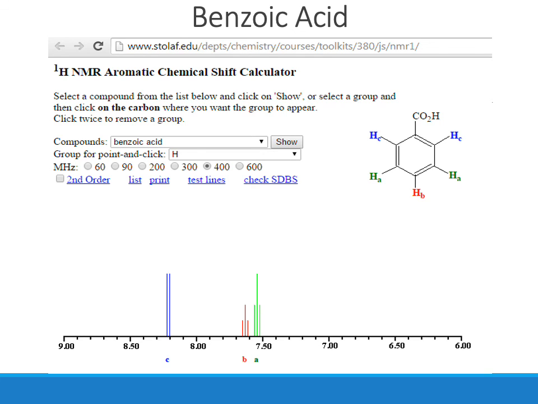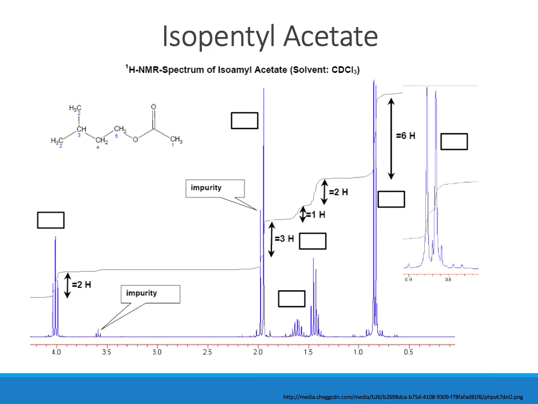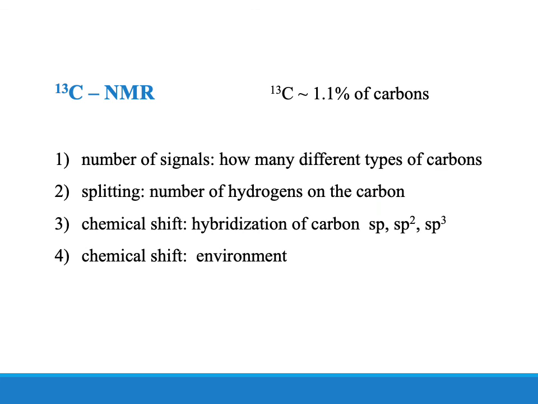This is another example, and you see that this example shows how many peaks we are going to see for each part of the compound. So at the end, we are going to show you about the C NMR: the number of signals, how many different types of carbons, splitting, number of hydrogens on the carbon, and chemical shift, hybridization of the carbon, sp, sp2, and sp3, and chemical shift showing the environment.